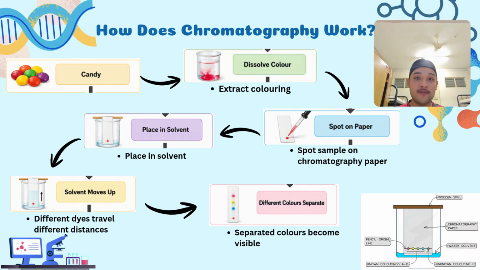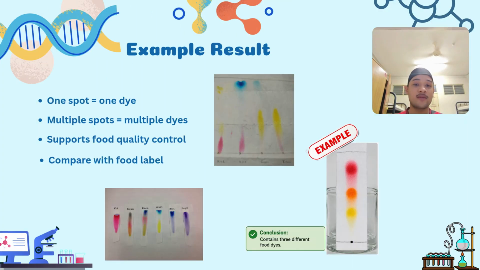First and foremost, the food coloring is extracted from the candy using a small amount of water or another suitable solvent. A tiny drop of the solvent is placed near the bottom of the chromatography paper. The paper is then placed in a solvent. As the solvent moves upward through the paper, it carries the coloring molecules along with it. Since different dyes interact differently with the paper and the solvent, they travel at different speeds and separate into distinct color spots. As you can see, here is a typical chromatographic result.